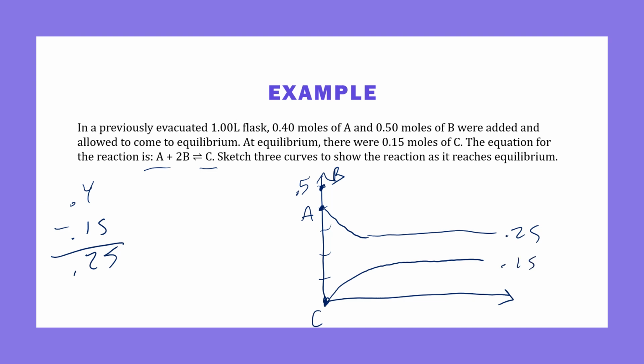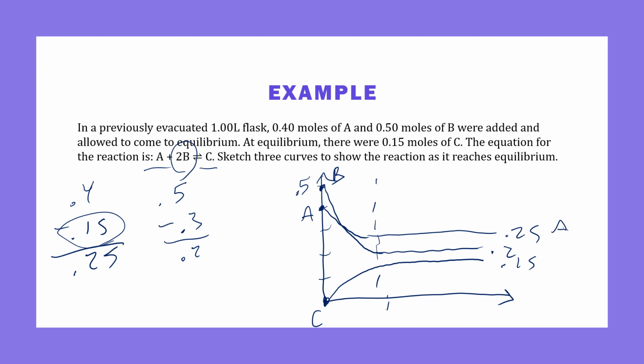All right, now for B, B is being used up twice as fast as A. So if B is starting at 0.5, at equilibrium it's going to go down by twice as much. So it's going to go down by 0.3, and you'll be left with just 0.2 for B. So B is going to wind up here at 0.2, like that. And it's reaching equilibrium here. And so this is for A, B, and C.